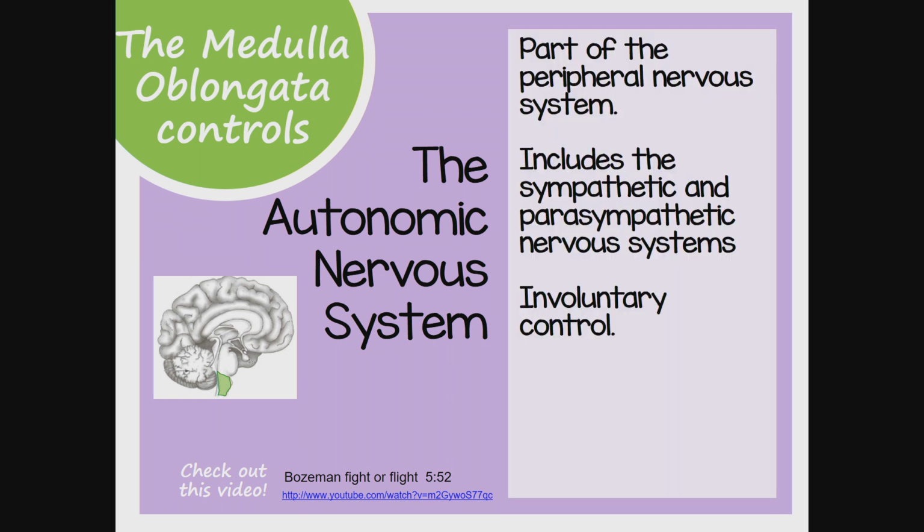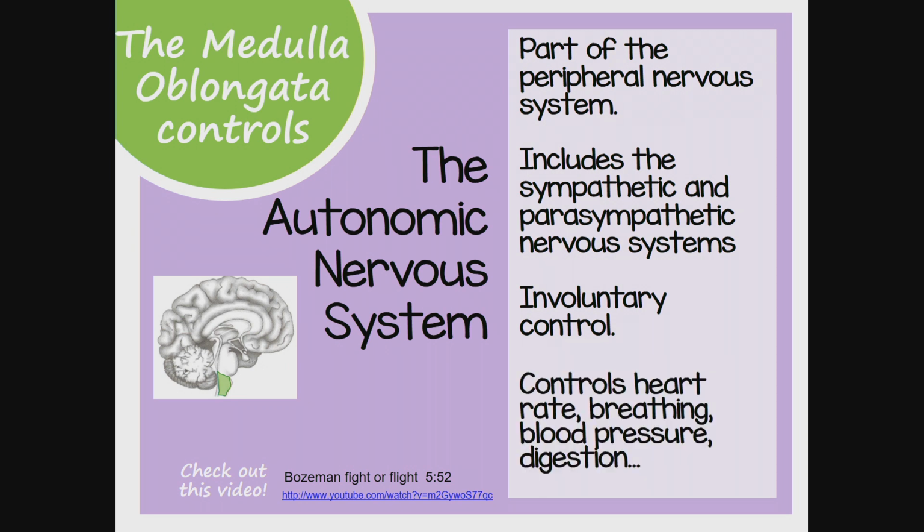The autonomic nervous system is part of the peripheral nervous system. It includes the sympathetic and parasympathetic nervous systems. It's involuntary control. It controls things like heart rate, breathing, blood pressure, and digestion.